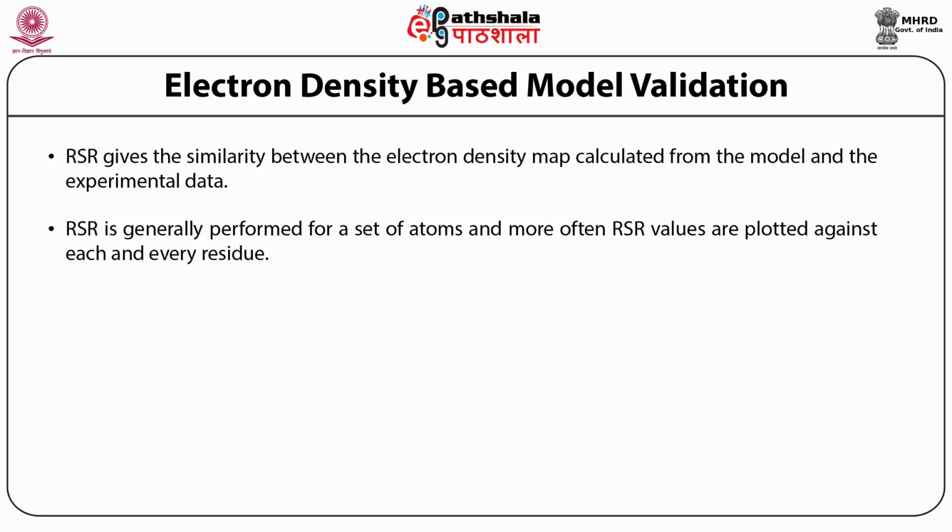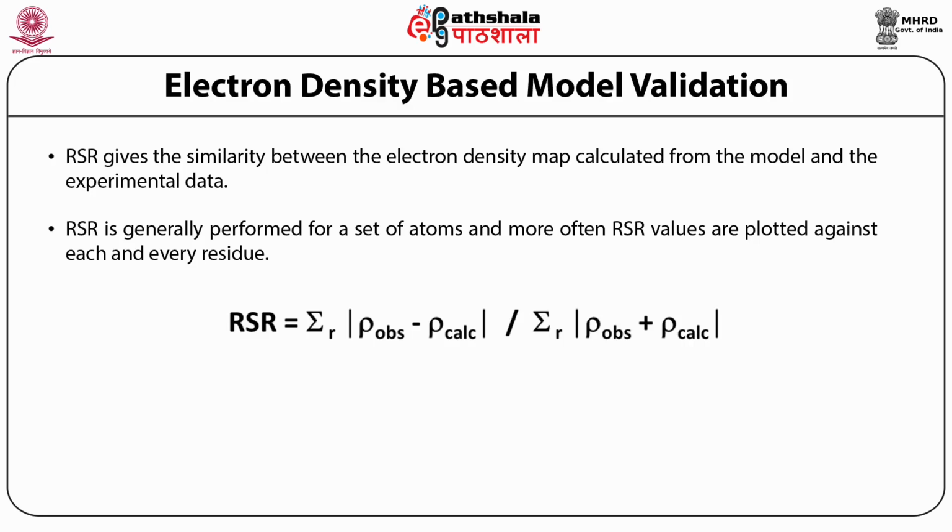The expression for RSR is given as follows. RSR is equal to the summation over the difference in the density of the observed and the calculated, divided by the summation over the sum of the densities of observed and calculated. The symbol rho represents the electron density. RSCC is defined as the linear correlation coefficient between the observed and the calculated electron density.